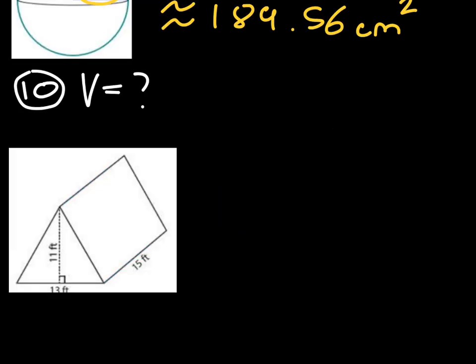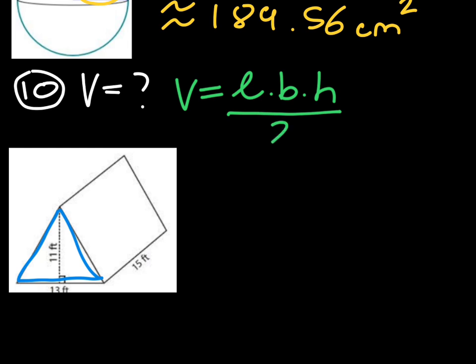Lastly, question number 10 asks us to find the volume of this polygon. As you should see, this polygon is a triangular prism, as we've got a triangle over there. So if we have a look at our formula sheet, we will see that the volume for a triangular prism is equal to the length times the base times the height, all over 2. Next, we need to have a look at our diagram to find all of these values. So the height and the base refer to the height and the base of the triangle. So we can see that 13 is going to be our base, our height is going to be 11, and lastly our length is 15.